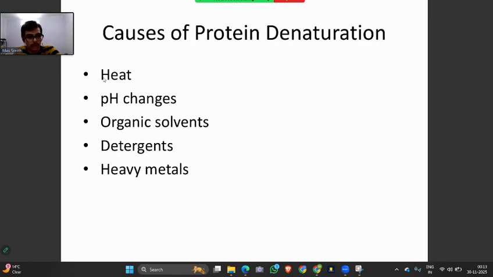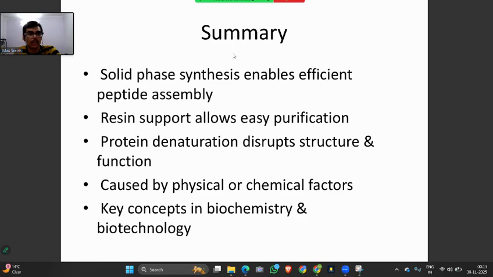Causes of protein denaturation: heat, pH changes, organic solvents, detergents, heavy metals. These are the causes of protein denaturation.